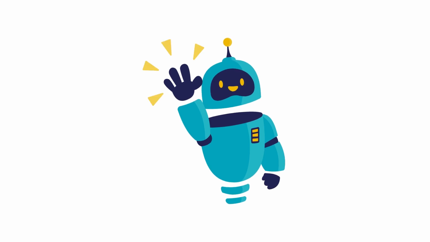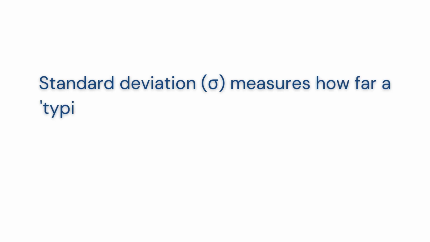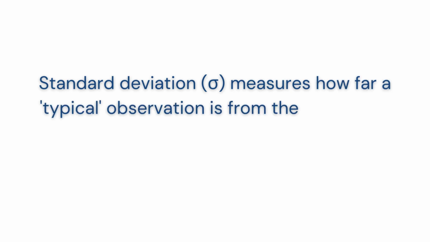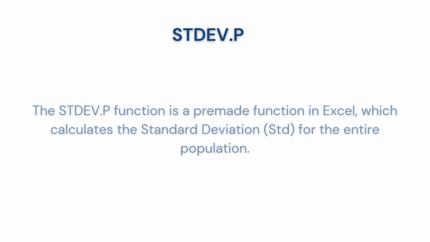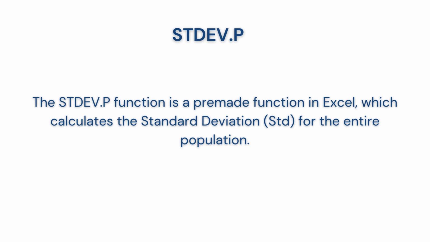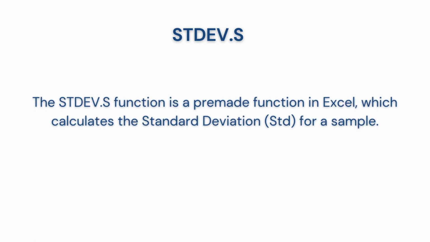In this session, let's learn standard deviation functions. So let's get started. We know that standard deviation measures how far a typical observation is from the average of the data. Based on this concept, we have two functions in Excel. First, we have the STDEV.P function, which is a built-in function that calculates the standard deviation for the entire population. This function ignores cells with text and logic. Next, we have the STDEV.S function. This function calculates the standard deviation for a sample.